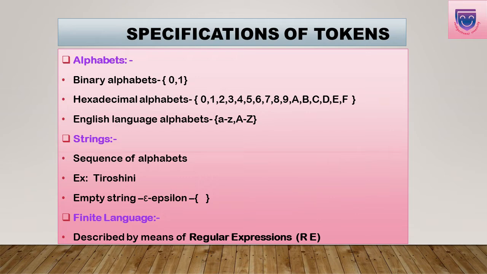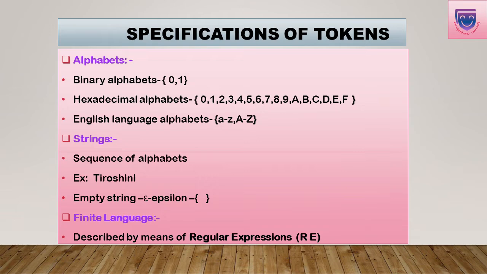Let us see an example here. I have taken "Tiroshini" as an example. Here, the sequence of alphabets forms the string. That is the specification of the string token. Here the length of the string Tiroshini is the total number of characters, so 9. The length of the string is 9.